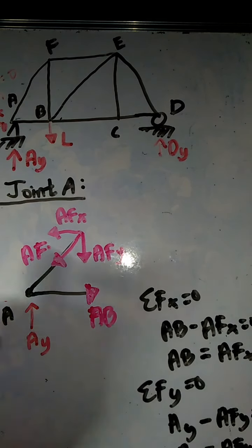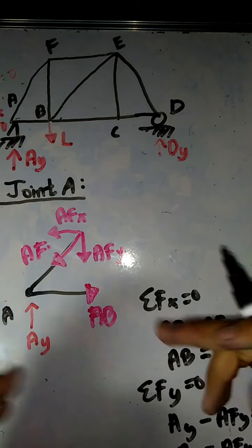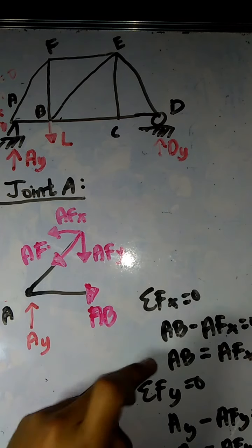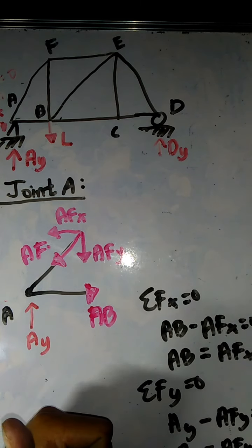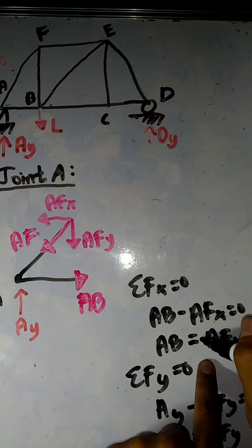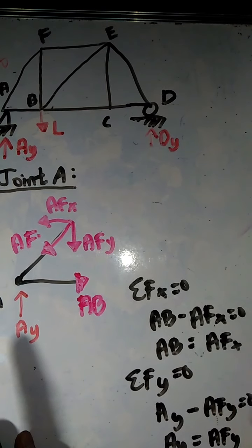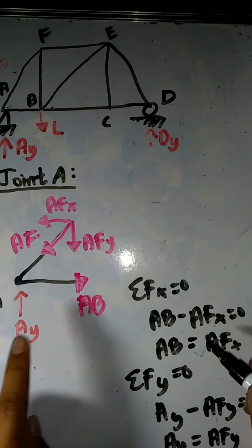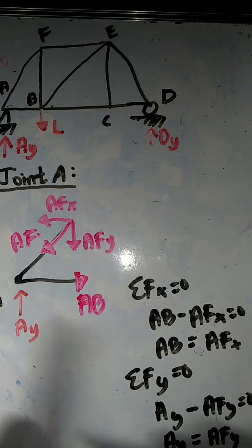So, as you can see, masasabi nating equilibrium yung isang bagay kapag nag-equal yung dalawang forces. Along X, AB at AFX equal. AY at saka AFY equal. Meaning to say, equilibrium. Example, kapag itong AFX is naging negative, meaning to say, hindi equilibrium. Dapat equivalent yung dalawang yan para masasabi natin rigid or hindi nag-move yung isang structure natin.